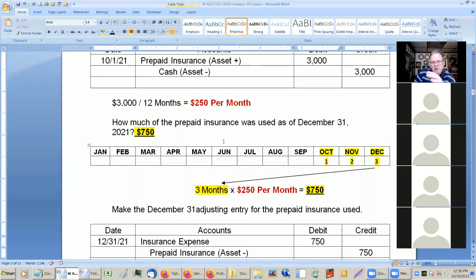So that's it. And again, this one goes into more than 1 year. We had it for 3 months in 2021, and it's going to go for another 9 months in 2022. And again, that's why we're doing these adjusting entries. These transactions that span more than one period, we're trying to get how much of it belongs in this period, how much of it belongs in the other period.